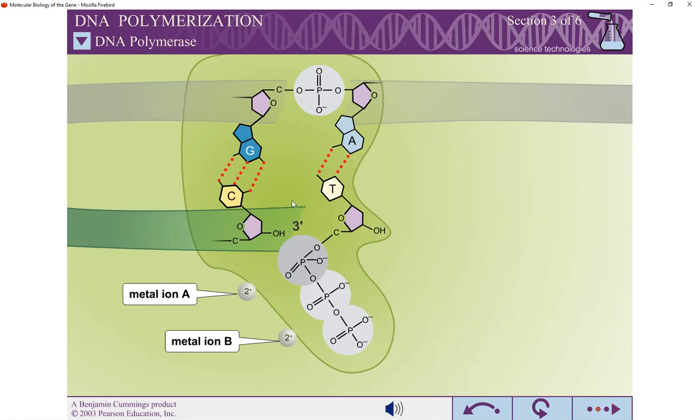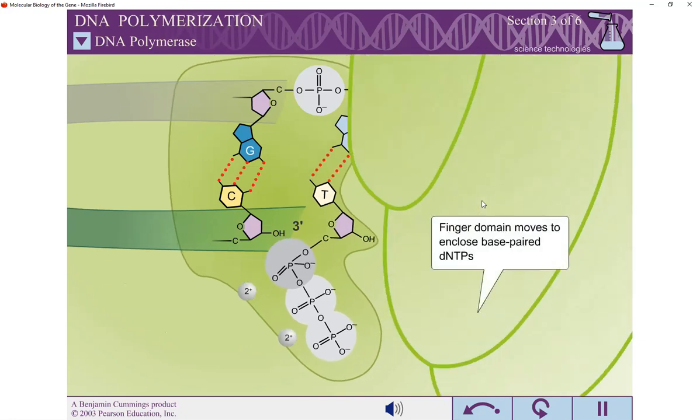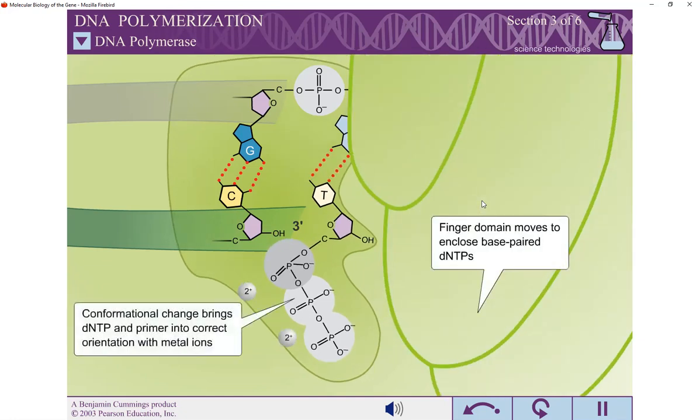This provides the opportunity for the 3' hydroxyl group to attack the innermost phosphate, the alpha phosphate, and form a bond with it. Once a correct base pair is formed between the incoming dNTP and the template, the finger domain moves to enclose the dNTP. This conformational change brings the divalent metal ions into the correct positions to function.